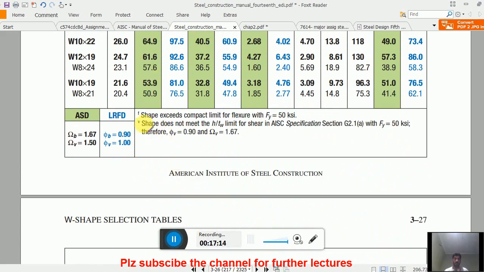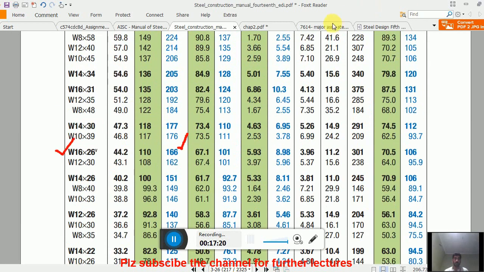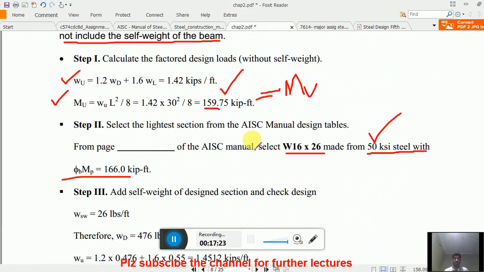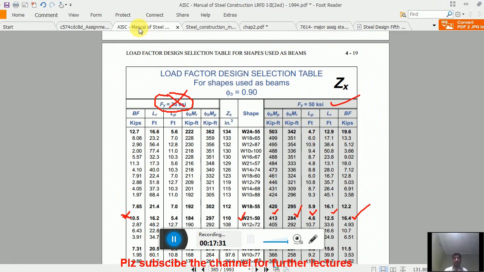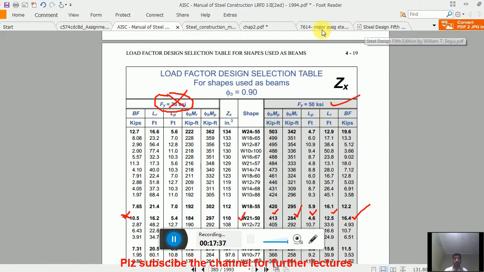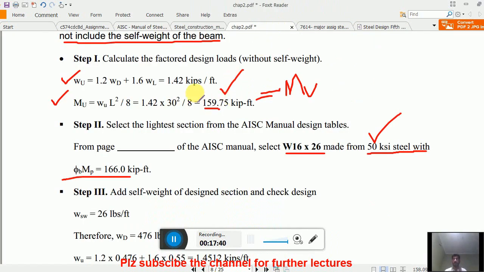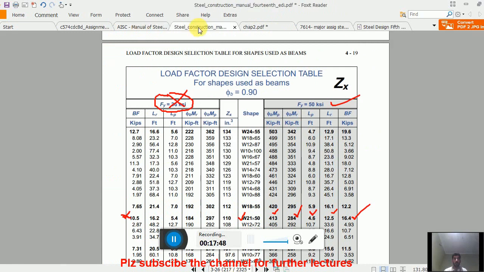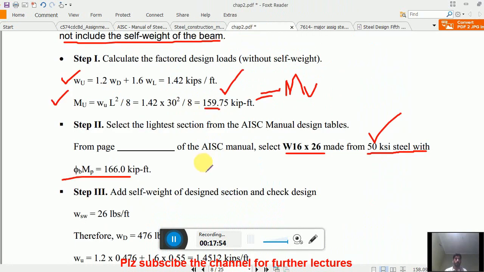We basically use this in the ASD method, so we don't care for that. Now the capacity is how much? 166. We directly select from the table. If you don't have the AISC manual and you have the LRFD manual, this one, the approach is simple. I explained this approach in my lecture number 1. Please visit that lecture, you will understand. If you don't have this AISC manual, then how can you use this LRFD manual? Clear? So please revisit this lecture.